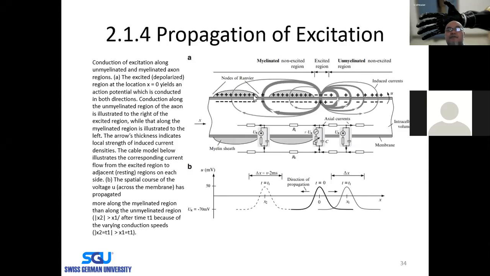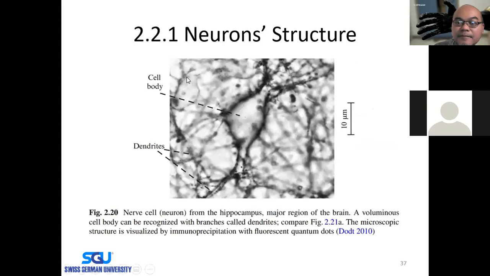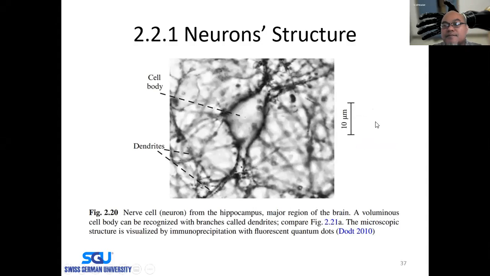Okay, so let's go now to specific to neuronal cell structure. So this is how it looks under the microscope, where the structure is already made clearer using fluorescent quantum dots, that when it is being lit by the microscope lighting, it will fluoresce.